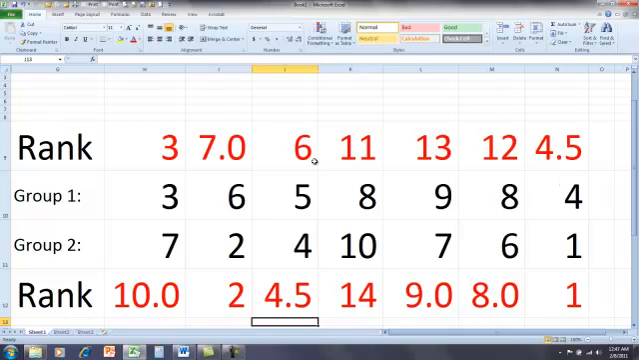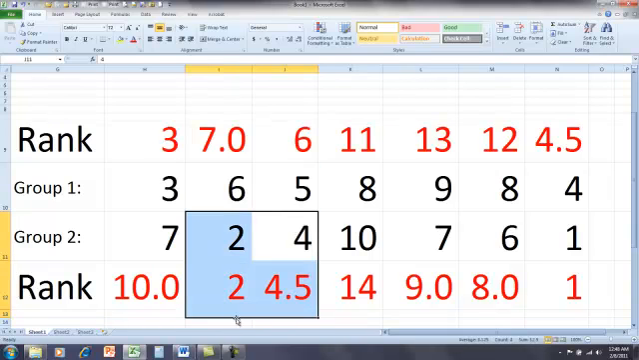So then we had the 6. So it goes like this. It goes 1, 2, 3, and then 4.5, 4.5. The next ranking is 6. So you see, we don't have rankings of 4 or 5, and that's because we had two numbers with the same values. They have to have the same ranking, and we just split the difference.